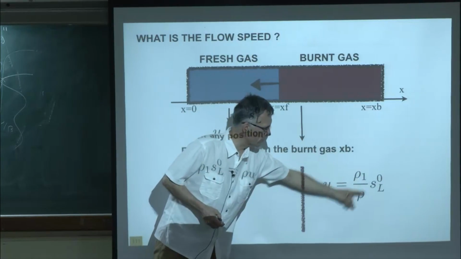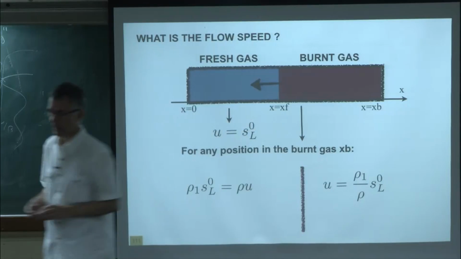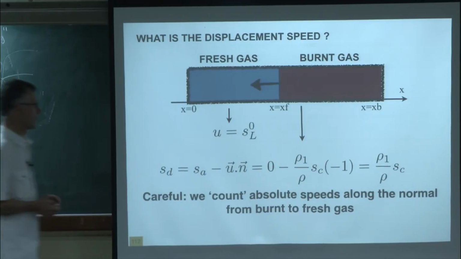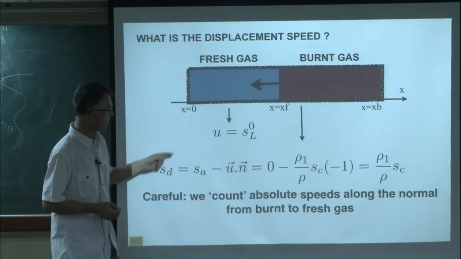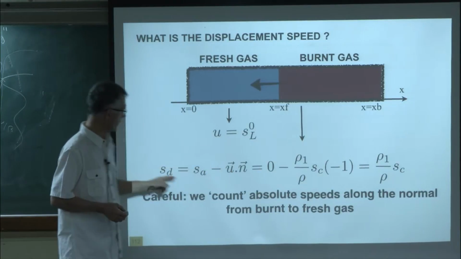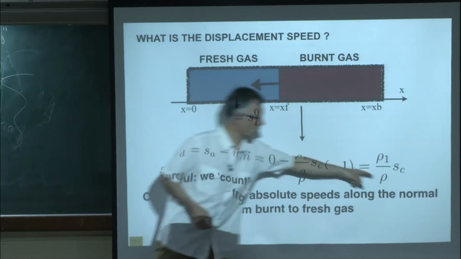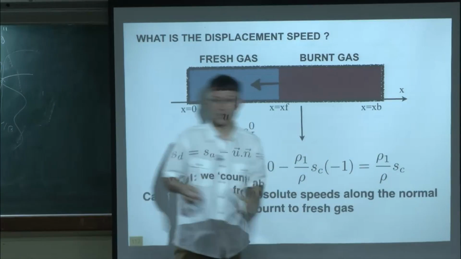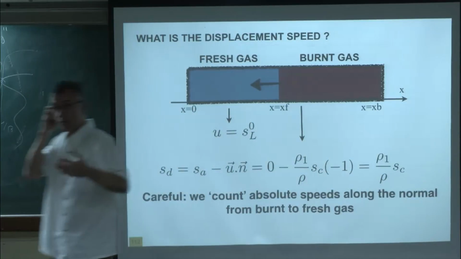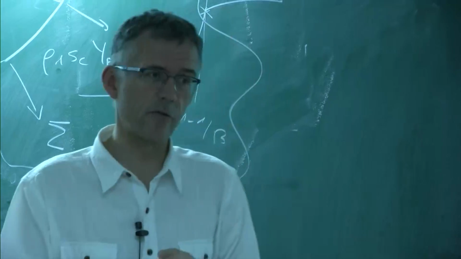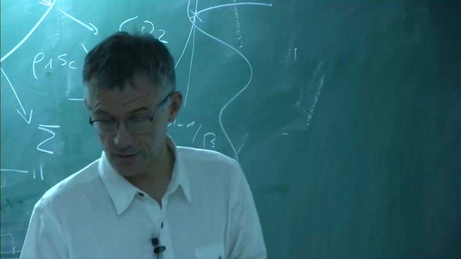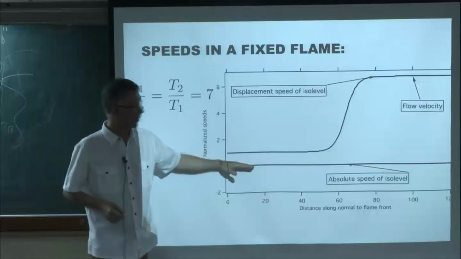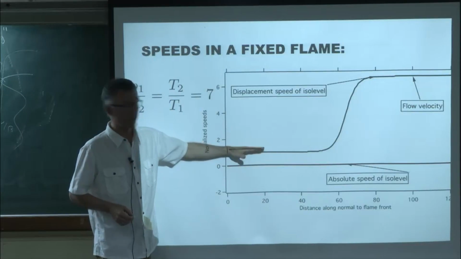It's ρ1 over u multiplied by the flame speed, and it's changing. And the displacement speed, again, has the same expression. You combine SA and u, and you find that SD is ρ1 over ρ multiplied by SC. And again, you see that the displacement speed is not a constant. It's not equal to the flame speed. It's only equal to the flame speed if you are very close to the fresh gases. And if you plot all these things, this is what you obtain. Absolute speed is 0. Displacement speed and flow velocity are equal.